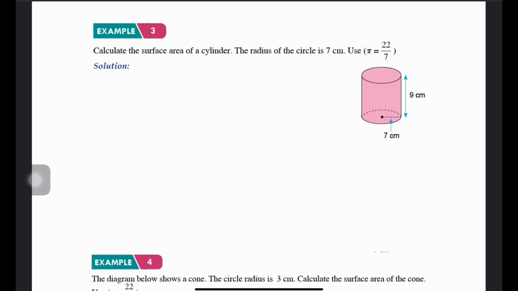Example 3. Calculate the surface area of a cylinder. The radius of the circle is 7. Use pi equals to 22 over 7. Now we know that the surface area of a cylinder, you can refer back to the formula, there is 2 circle, right? 2. So circle is pi r square.